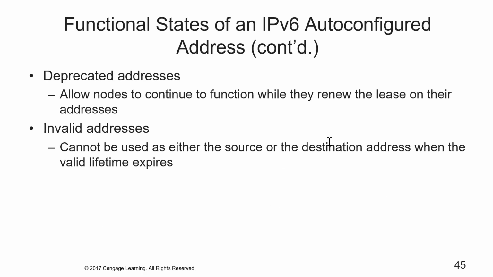Deprecated addresses allow nodes to continue to function while they renew the lease on their addresses. And invalid addresses can't be used either as the source or the destination address when the valid lifetime expires.